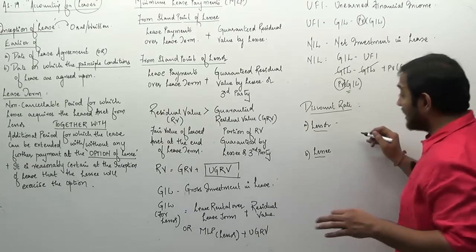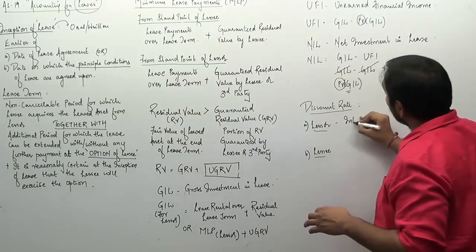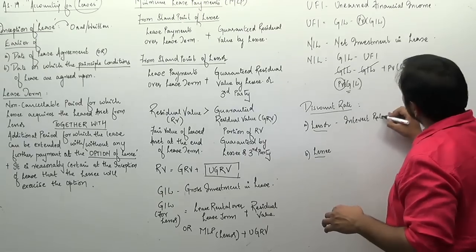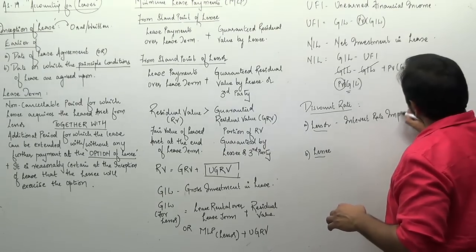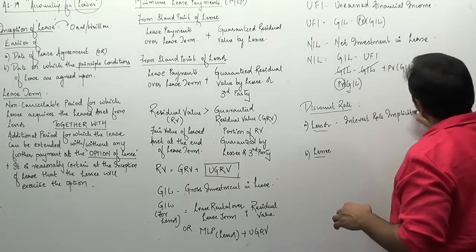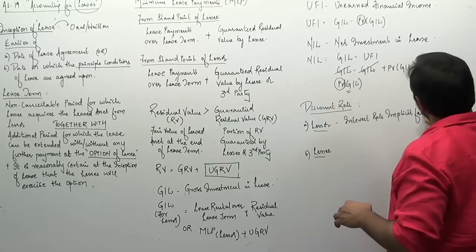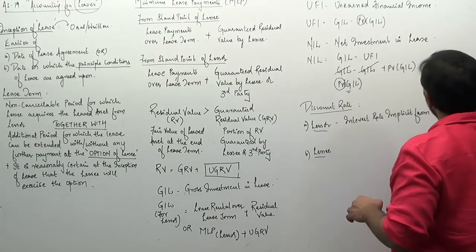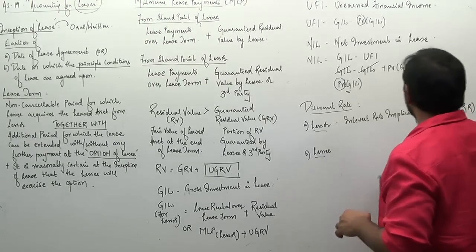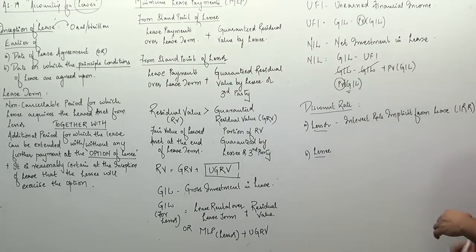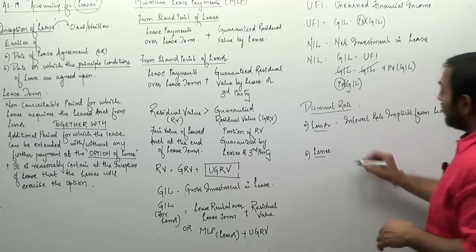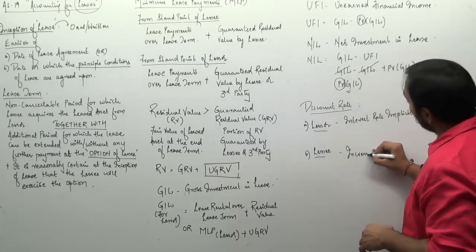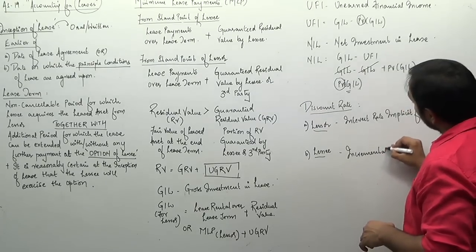Lessor's discount rate is called interest rate implicit from lease. Or in simple sense, it is a simple calculation of IRR. While for a lessee, it is called incremental borrowing rate.